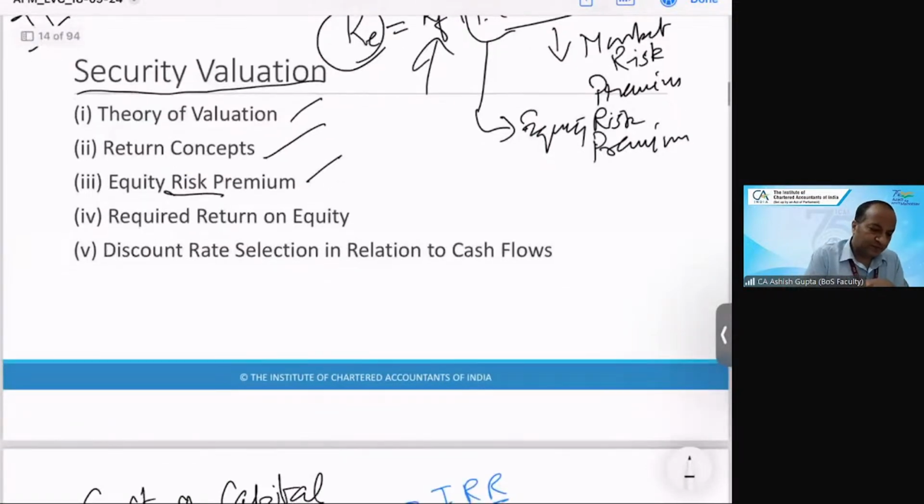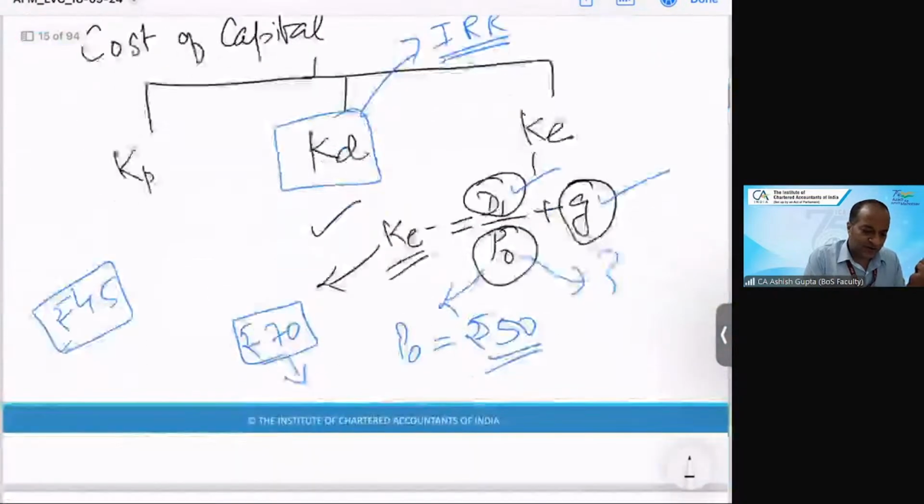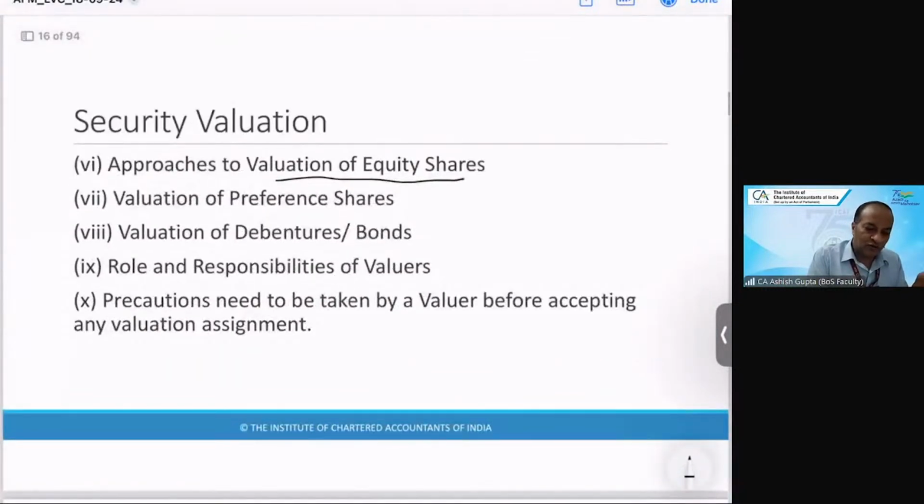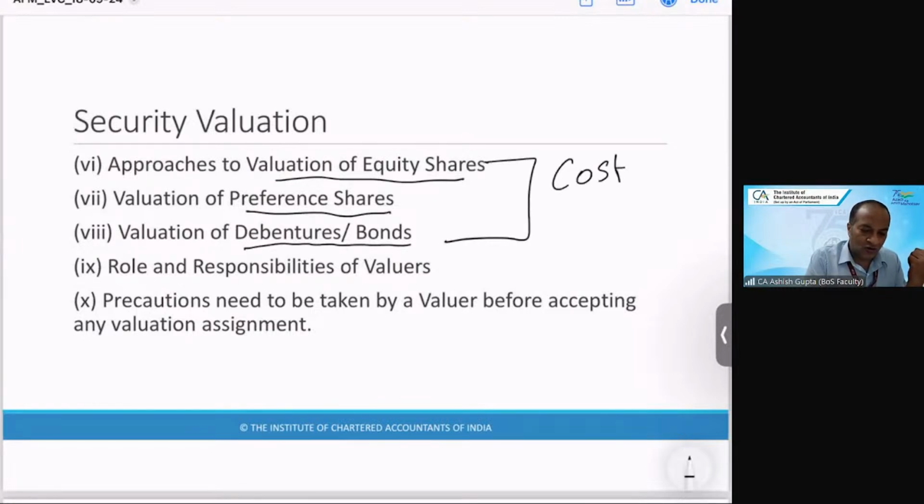Okay, friend. Now, required return on equity, discounted section for the relation to cash flows. So now this is all theory covered here. When we talk about these, these are covered; next it covers the approaches to equity valuation. Then comes the valuation of preference share, then the valuation of bond and debenture. All these three will be relating to our cost of capital formulas.